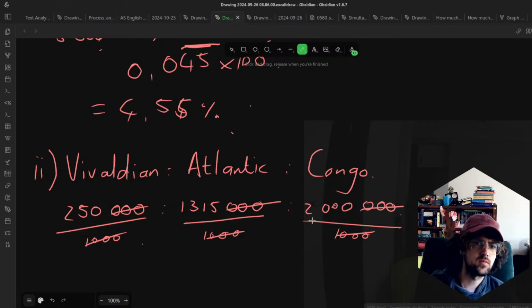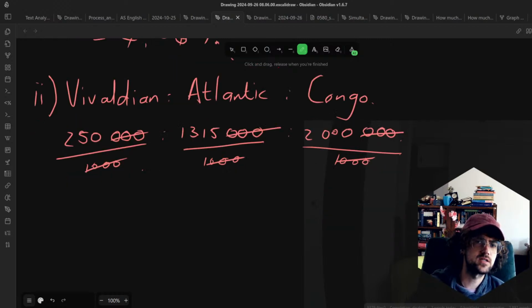Okay, so that makes it much simpler. Now, I want to basically simplify this as much as I can. I probably would generally just use my calculator, but I've got 250, 1315, and 2000. I know that I can divide all of those by 5, right?